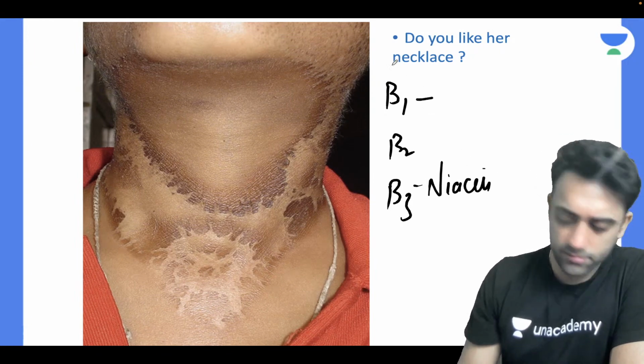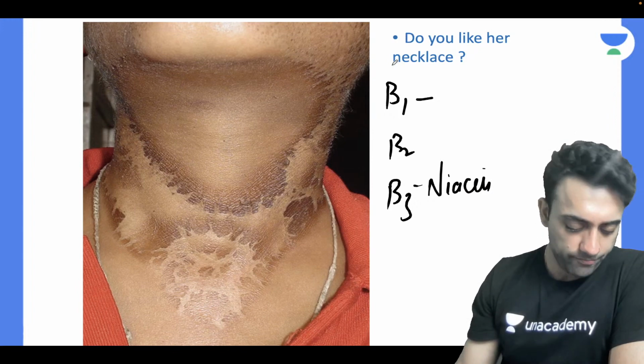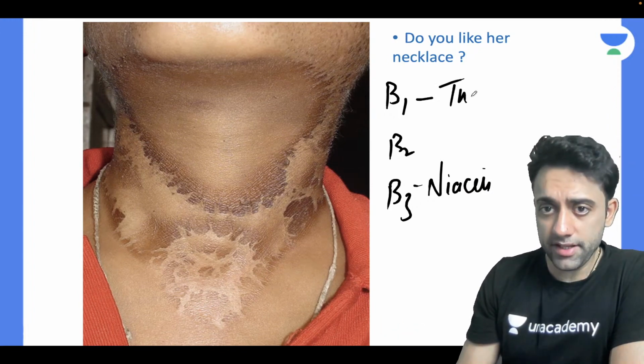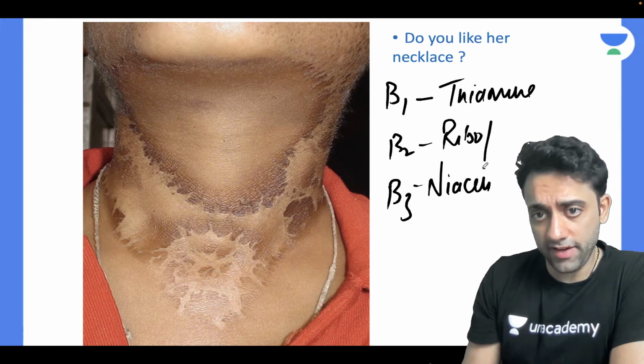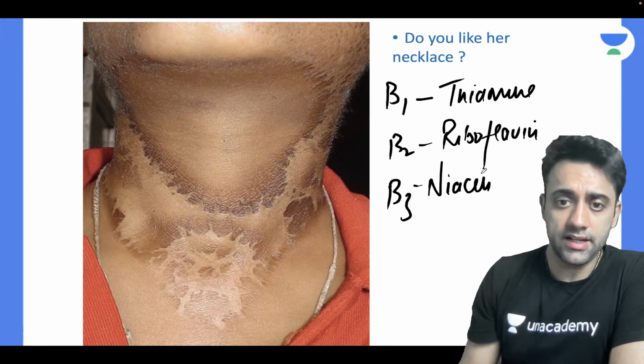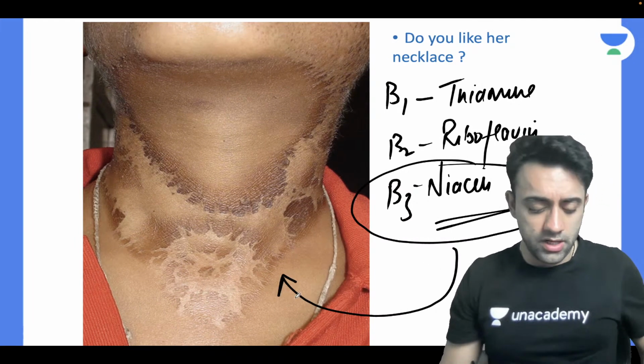Which is vitamin B1? I forgot which vitamin B1 is. B1 is thiamine, B2 is riboflavin, B3 is niacin. Niacin deficiency basically can lead to a problem known as pellagra.